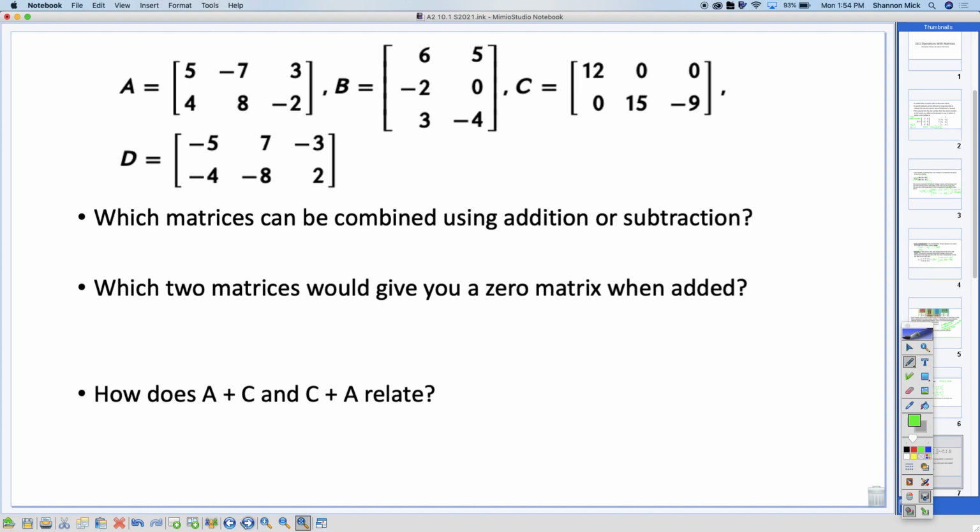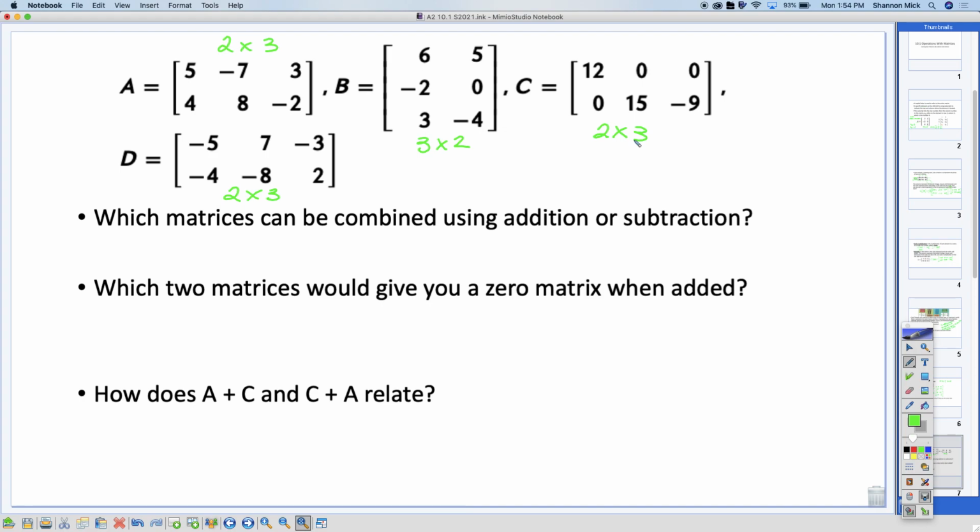Can I do A plus B? No, because they're not the same dimension. What's my size here? 2 by 3. What is here? 2 by 3. What is here? 3 by 2. Here, 2 by 3. You can't do anything with these. Does it help to write those out immediately?